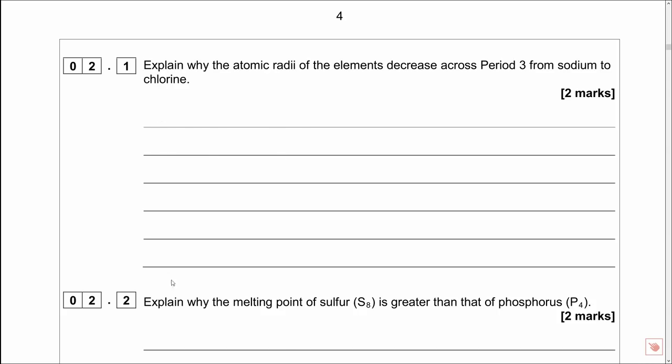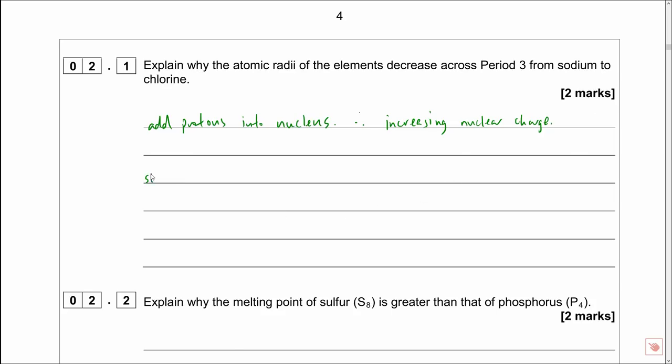So, really nice question. Loads of room here, not needed. As we go across the period, we add protons into the nucleus. So we add protons, and that's going to give us an increasing nuclear charge, which is fairly useful, I guess, in this particular idea of element size decreasing. And there's only a 2-mark answer.